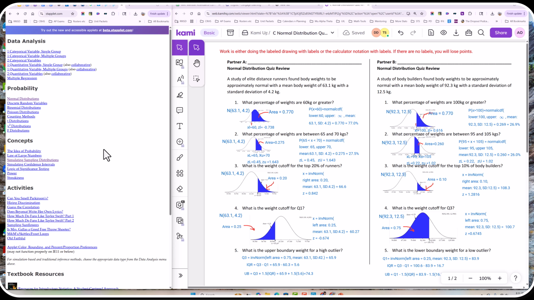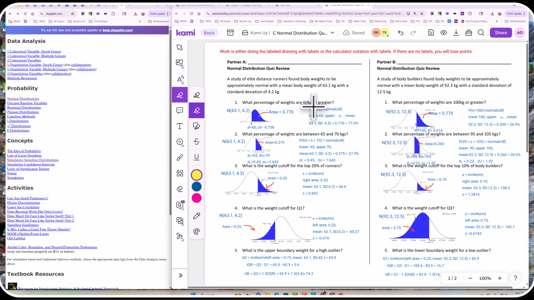Okay, now this is a walkthrough of the review solutions for the normal distribution quiz. First of all, I'm going to go ahead and use stapplet for the calculator. Sadly, my emulator is not working on this computer, but you have the keystrokes to the right there. In fact, let me go ahead and highlight that. So your keystrokes are right here, and it tells you what to do.